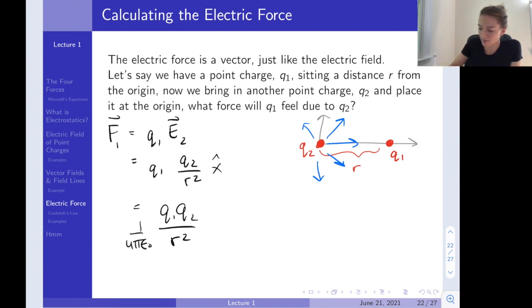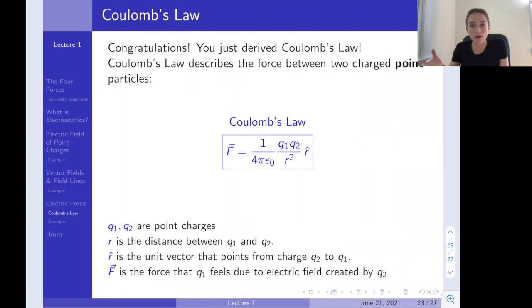In the positive x hat direction. So here, this is what's known as Coulomb's law. Coulomb's law is the formula for the force between two point charges. It's very important that you remember it's for point particles only. If you have different shaped things, like a charged cylinder and a charged rod, this formula no longer holds. This is only for point particles.